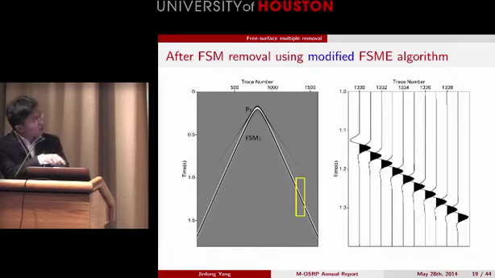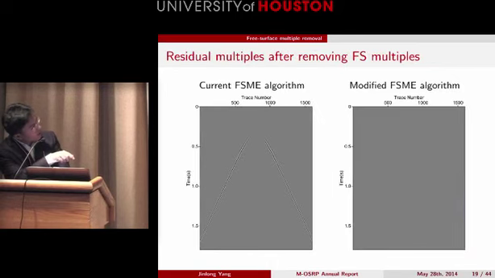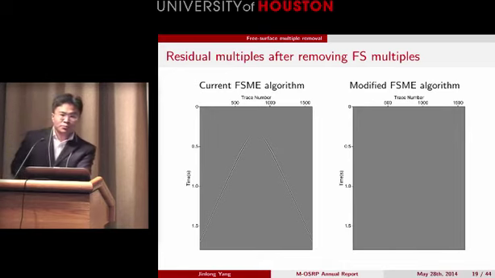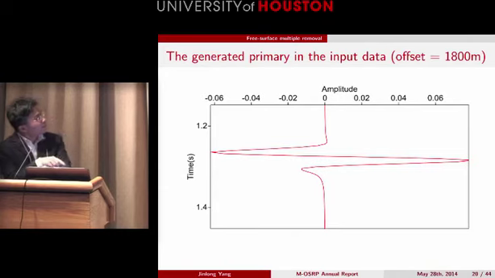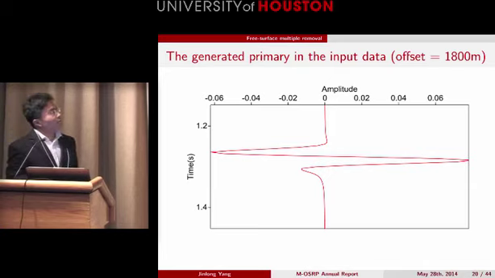I also pick one trace to look at the detail. This is a residue. If we use the current algorithm, this is a residue. And if we use the modified algorithm to remove free surface multiples, there is no visible difference. To look at the detail, I also choose the offset at 1800 meter trace. This is the generated primary.